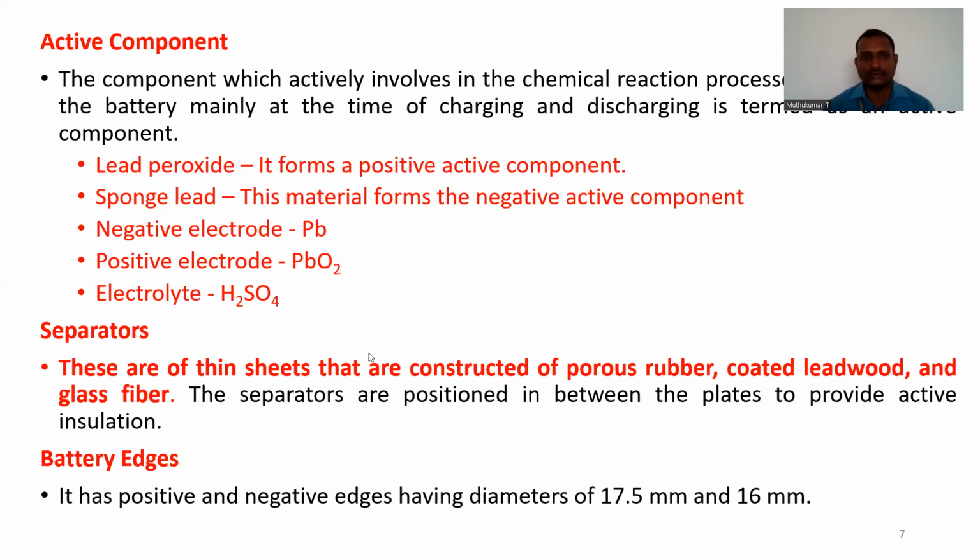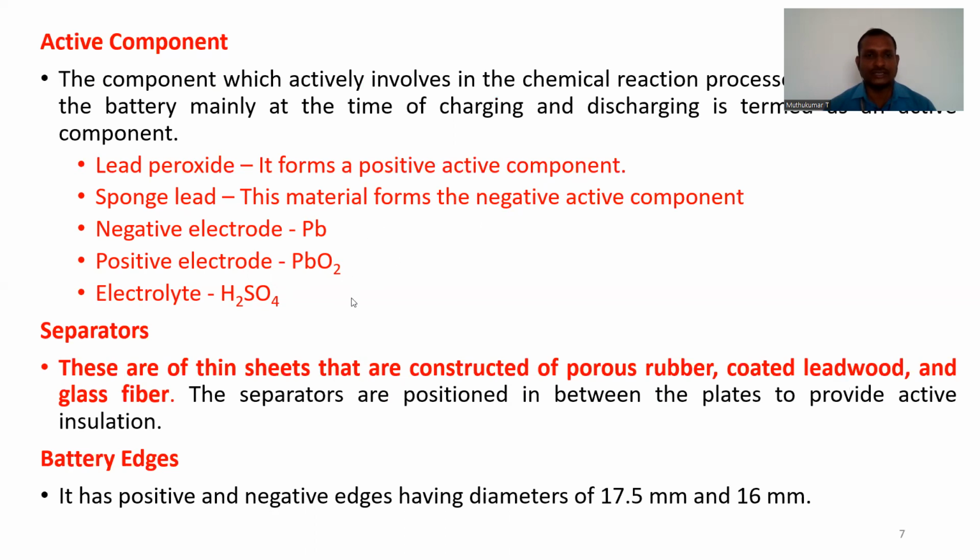That is called the active component. Here lead peroxide forms the positive active component, and lead forms the negative active component. The negative electrode is made up of lead, the positive electrode is made up of lead oxide, and the electrolyte is sulfuric acid. So these are the major parts of the lead acid battery.